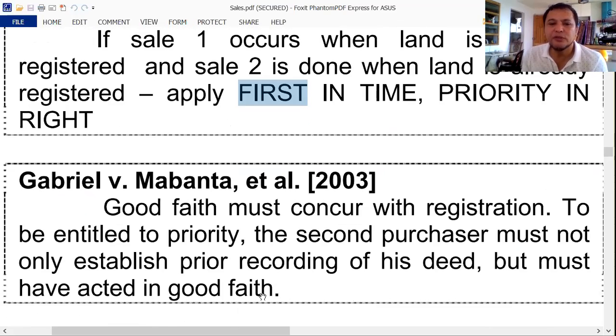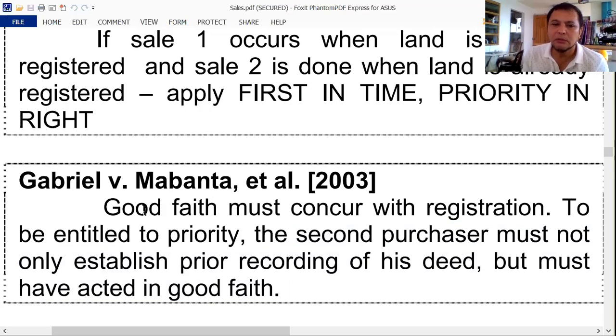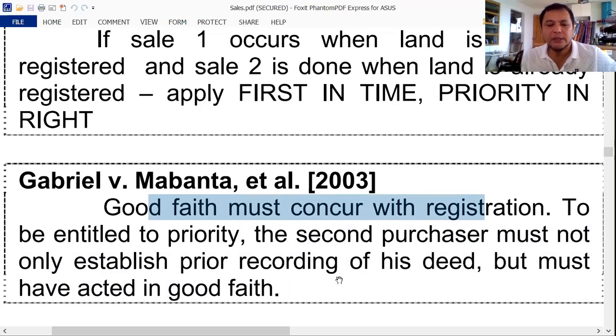Another case, Gabriel versus Mabanta, the Supreme Court says that good faith must concur with registration. To be entitled to priority, the second purchaser must not only establish prior recording of his deed, but must have acted in good faith. So if the registration was done in bad faith, still that registration holds no water. No? According to the Supreme Court, in registering a property, it must be done with good faith.